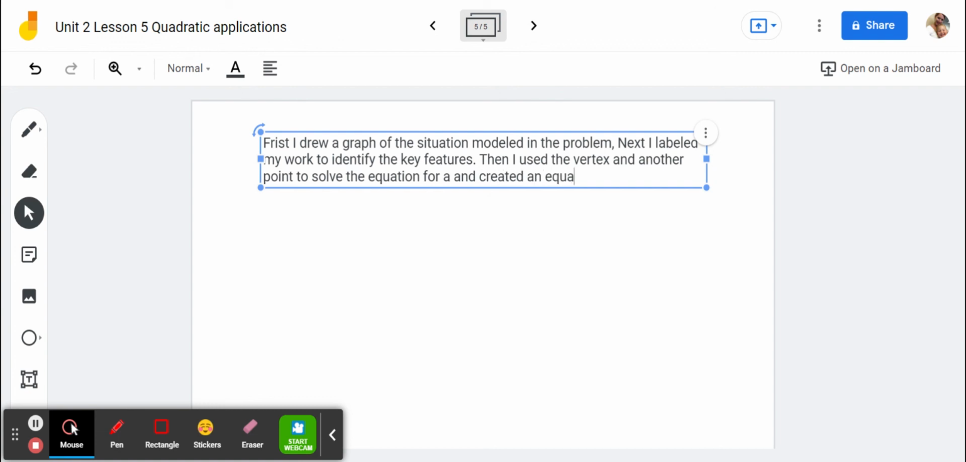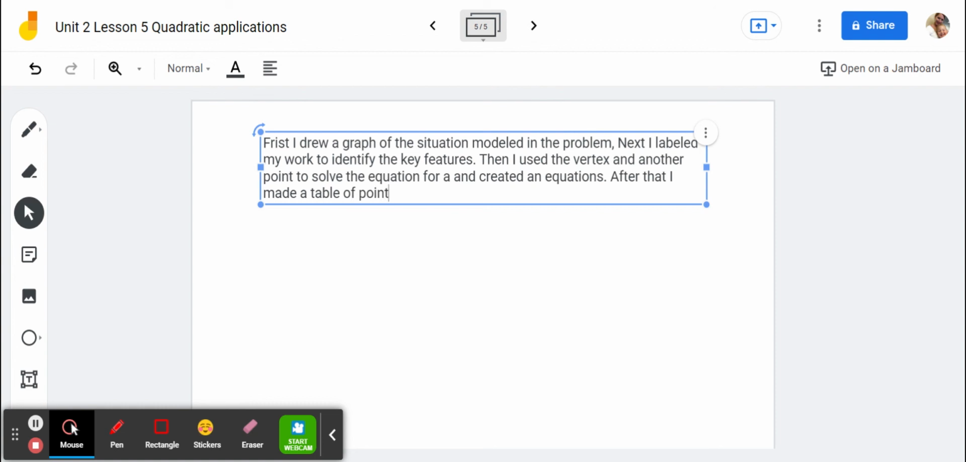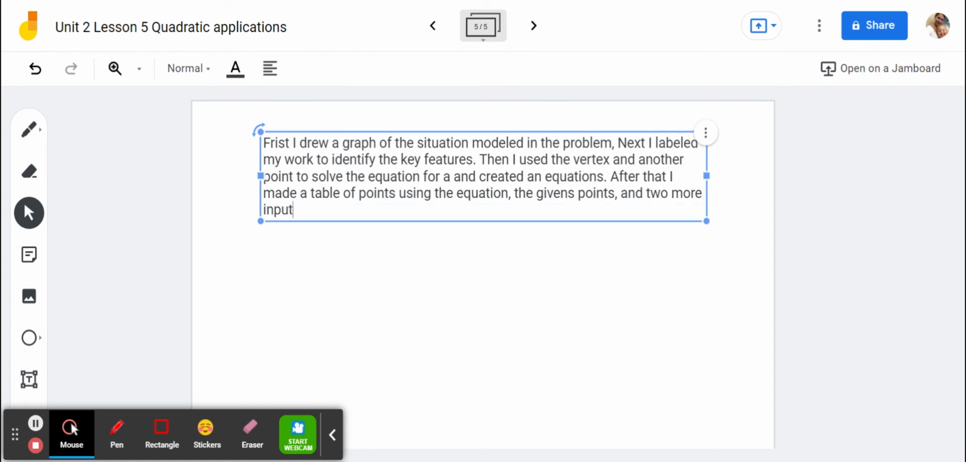Created an equation. After that, I made a table of points using the equation, the given points, and two more inputs. And then lastly, I labeled the key features and wrote the domain and range.